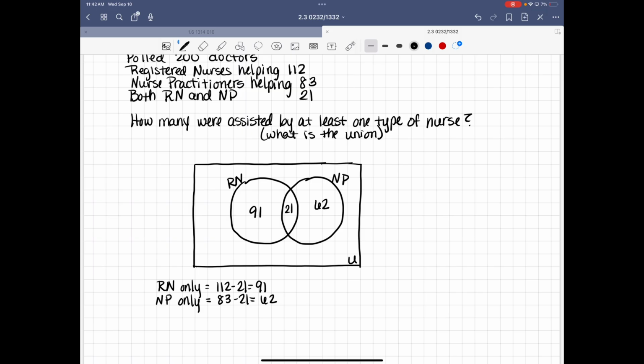62. Okay. So it wants to know how many were assisted by at least one type of nurse. So you could have had two nurses, but you go in that category. That's why I put the hint at the bottom. You're looking for the union. Okay? So all we got to do is add them up, right? So 91 plus the 21 plus the 62. What's that gonna give me? 112, 112 plus 62. And that gives me 174.